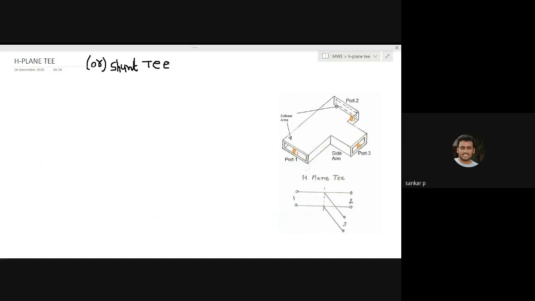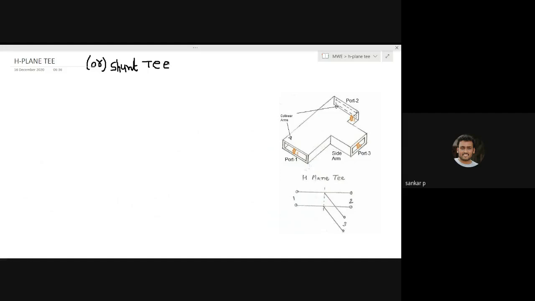Here, a wave incident in the H arm splits into equal amplitude, in-phase waves in the two collinear arms. When I give energy to port 3, the energy will be equally divided to ports 1 and 2 without any phase shift. That is the difference between the E-plane T and the H-plane T. When I give energy to both ports 1 and 2 with equal amplitude, the energy will obviously be added at port 3. That is the very basic difference between the E-plane T and the H-plane T.